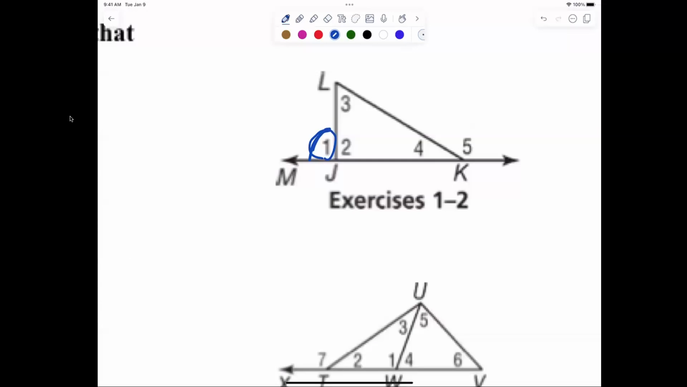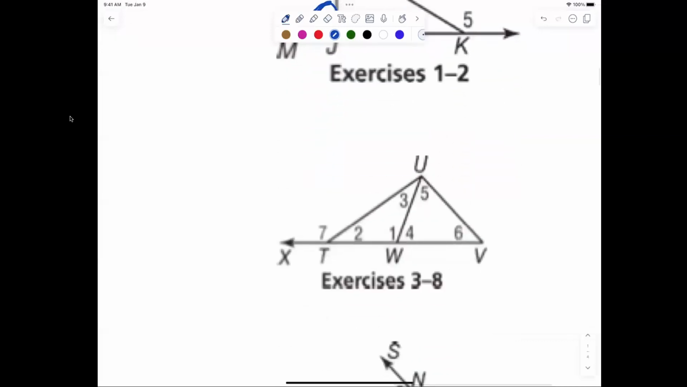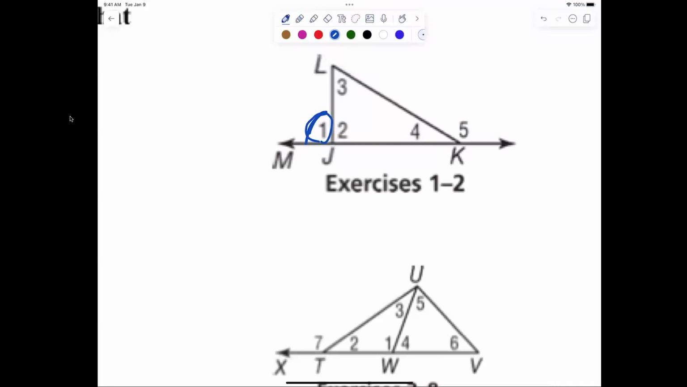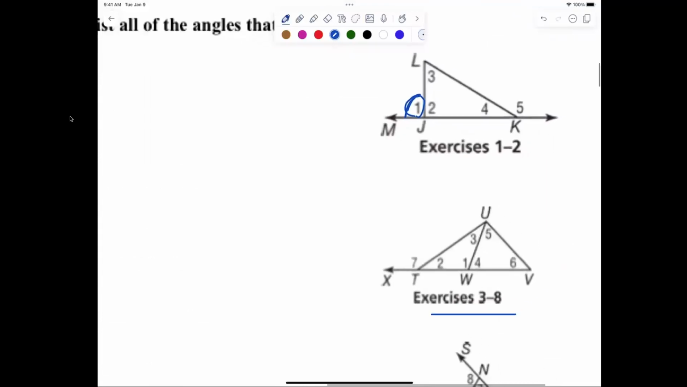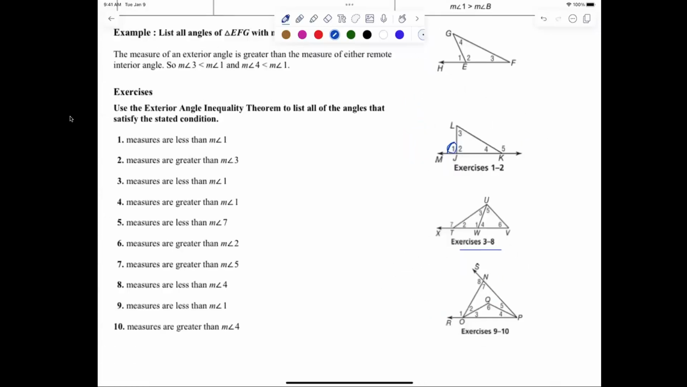Now, down here is a little bit more complicated, but we're going to start out with the easy. Measures that are less than angle 1 are what? Angle 3 and angle 4. You can't say angle 5. There's no relationship there. There's nothing specific about the exterior angle and the exterior angle. Although angle 5 looks bigger than angle 1, we can't say that for certain. Is everybody okay with that? Come on, join in now.